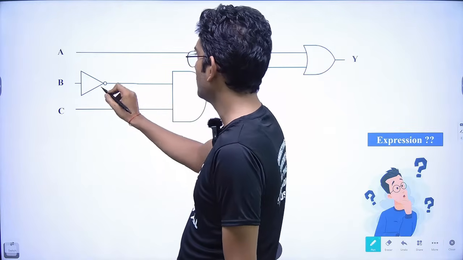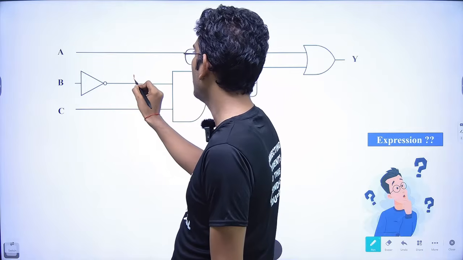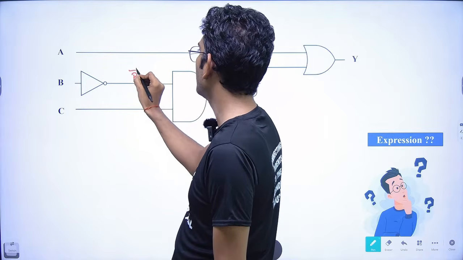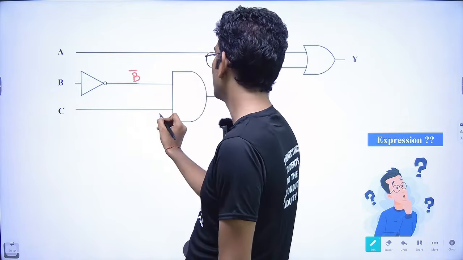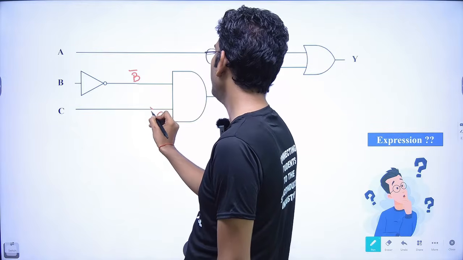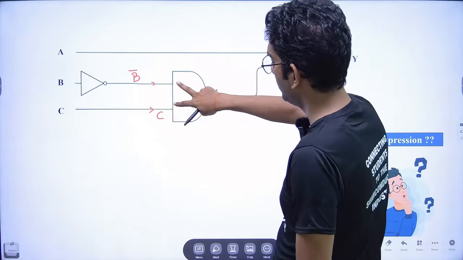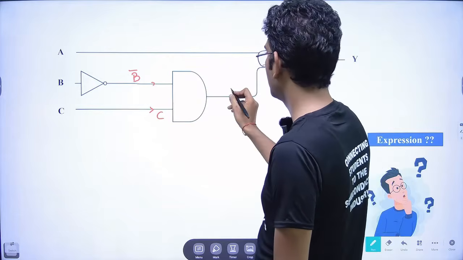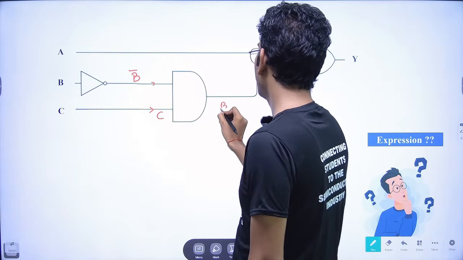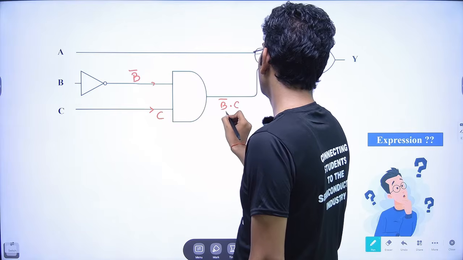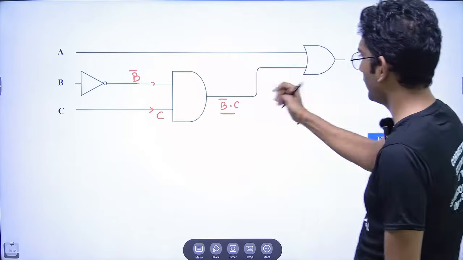B was the input, so this is the inverter gate. Here what we will get? We will get B complement. This is C, so C as an input is coming here. Fine. Here B complement is coming, and these two inputs are passed to the AND gate. So what we will get here? We will get B complement dot C. Okay. This we will get here as the output.